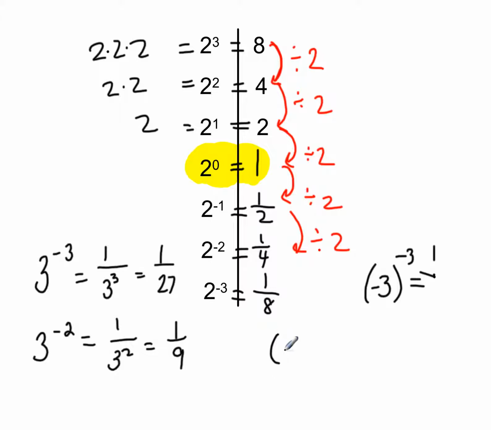Let's try it over here. -3 to the negative third power, I had 1 over -3 to the positive third power, but -3 to the positive third power actually gives me a negative number, so it gives me 1 over -27. Okay, so if you're a little bit confused, just bear with yourself, okay?